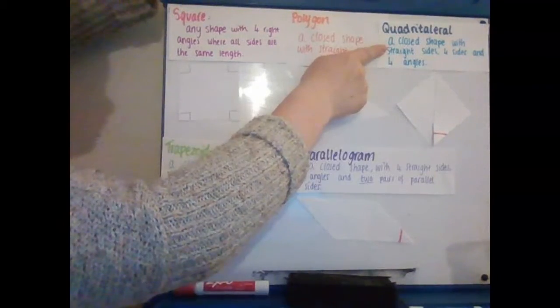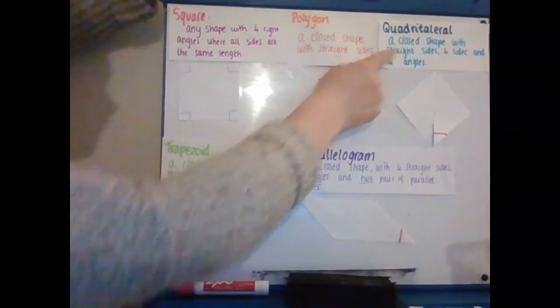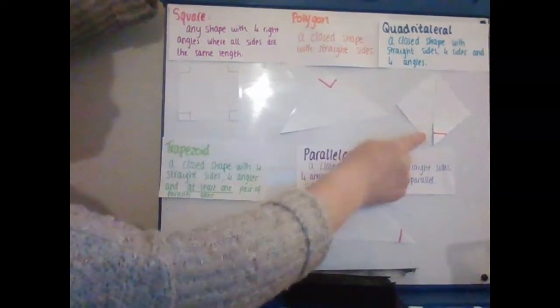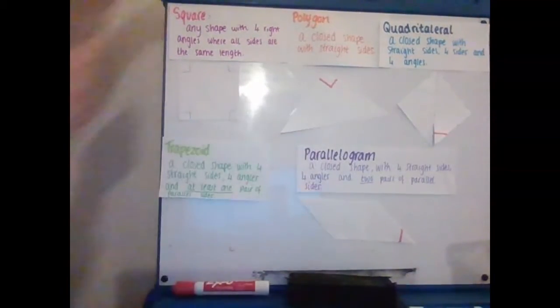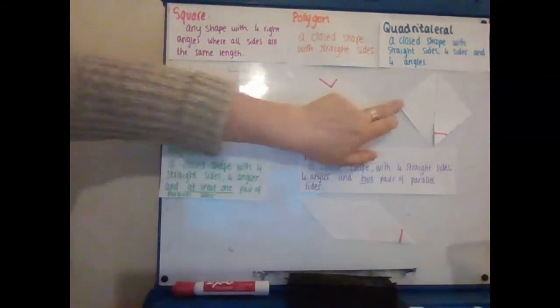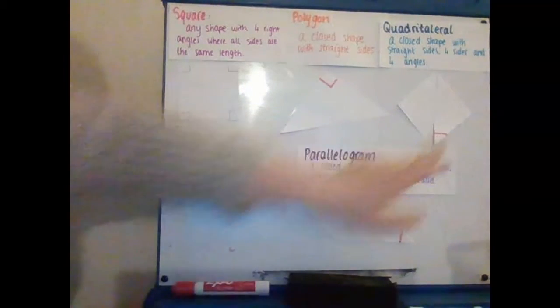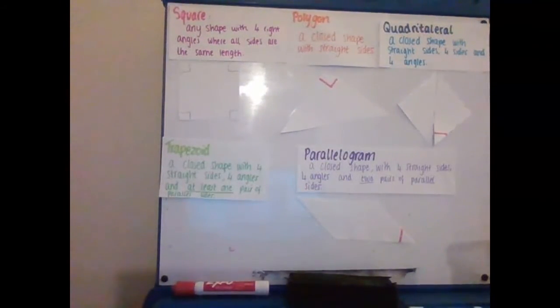A quadrilateral is a closed shape with straight sides, 4 sides, 1, 2, 3, 4, and 4 angles, 1, 2, 3, 4 angles, okay? A trapezoid is a closed shape with 4 straight sides, 4 angles, and at least 1 pair of parallel sides, okay?